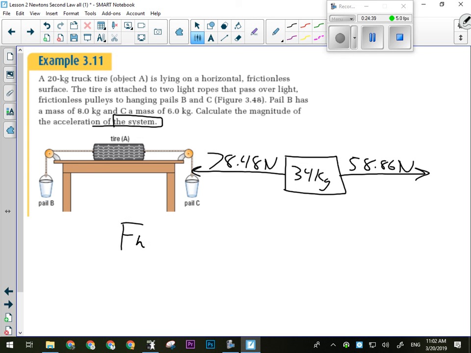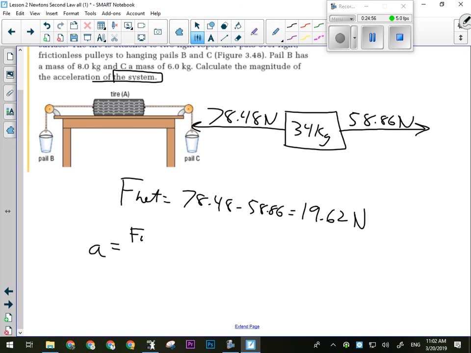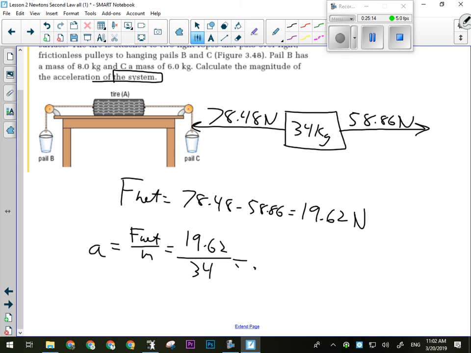The net force. So F net is going to be 78.48 minus 58.86, which is going to be 19.62 newtons. Everyone all right with that? So now I've got my net force. Now I can calculate the acceleration of the system. F net over m, so 19.62 divided by 34 kilograms. So we're looking at 0.58 meters per second squared.